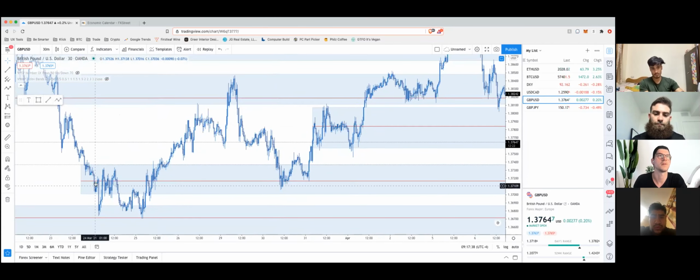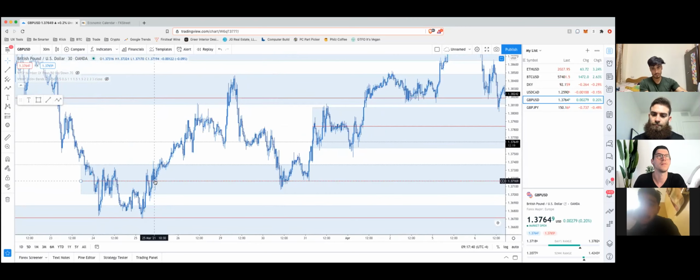So price came here, popped off this level, came back into this zone, rejected, came back down, and then tested that point of control here.